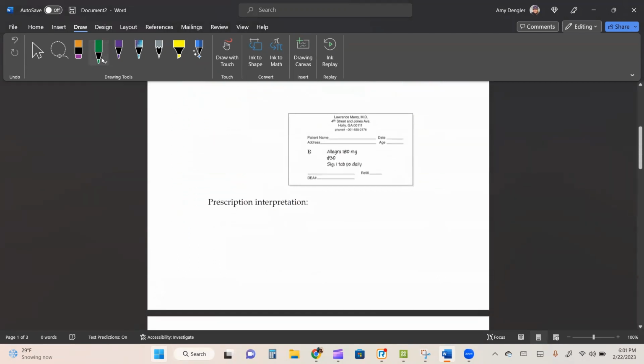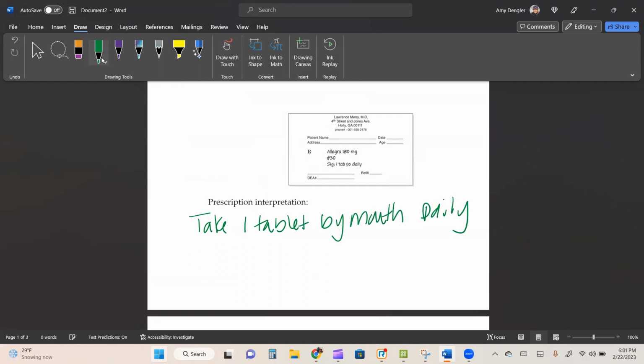The next one, same thing. We have 1 tab PO daily. So take 1 tablet by mouth daily. So we have our verb, we have our quantity, we have our dosage form, we have our route of administration, and we have our amount of times they're gonna take it per day.